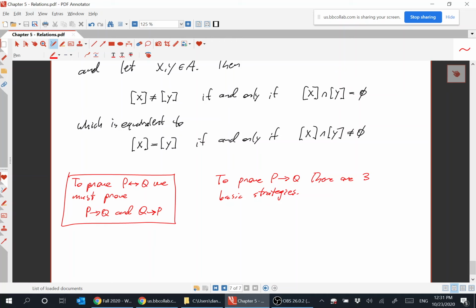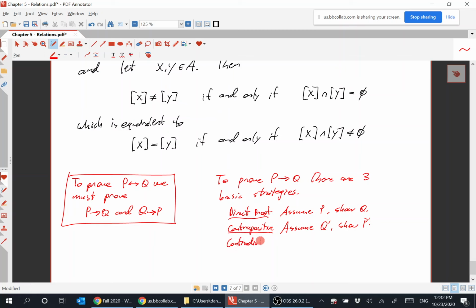So please, you guys, these little things that I keep repeating are basic elements of what we're learning here. So there's direct proof: assume P, show Q. There's contrapositive: assume Q is false, show P is false. And then contradiction.